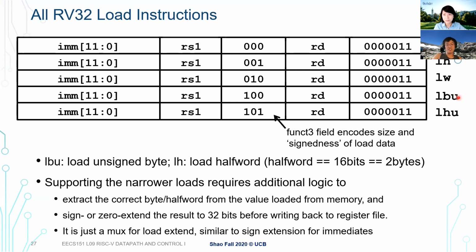So again, to specify which part of the bits we want to use, we need another mux here, right?